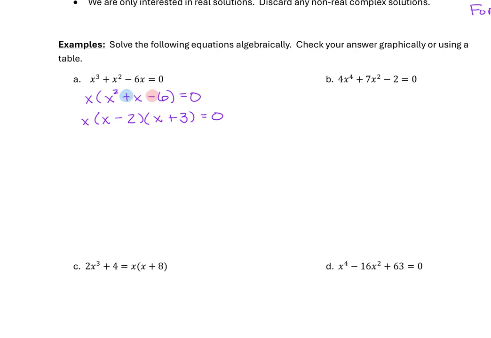From here, we can set each factor equal to 0. And so we get x equals 0. If we set x minus 2 equal to 0 and solve, we get x equals 2. Remember that the numbers for our zeros and our factors are going to be opposites. So if we have a factor of x minus 2, we can say we have a zero of x equals 2. And then finally, we have x equals negative 3. Same thing, our factor and our zero have different signs. And we're done.